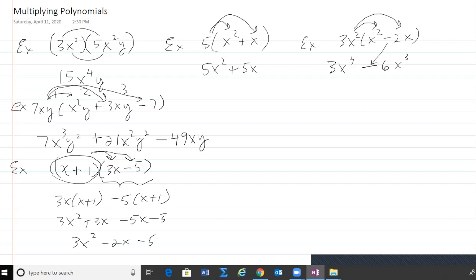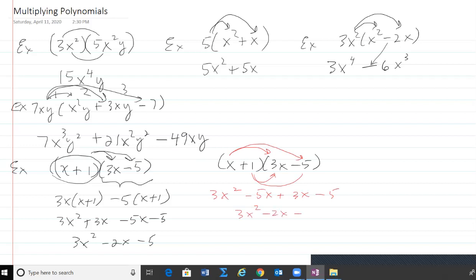But what I'm going to do from now on is I'm going to do this. I'm going to take the same problem, and I'm going to write it this way. I'm just going to start distributing x times a 3x. That'll give me 3x squared. Then I'm going to finish it, x times a negative 5. It's minus 5x. Then I'm going to take the 1. That makes a 1 times 3x is 3x. And then I'm going to take 1 times a negative 5, which is a negative 5. Then I'm going to put these together. Okay, so I end up with the same thing.